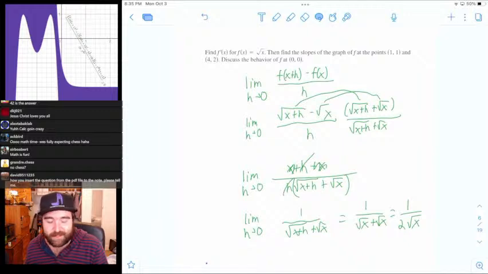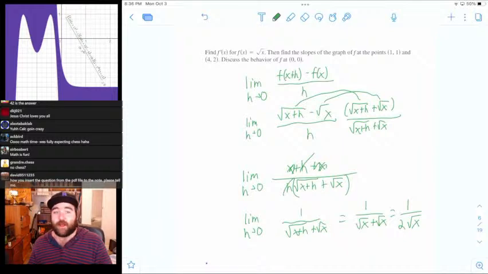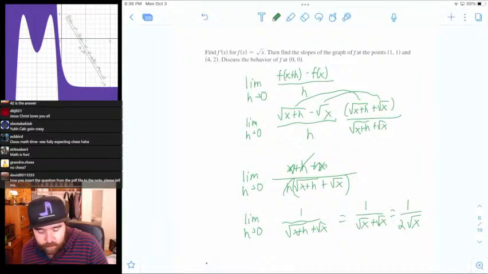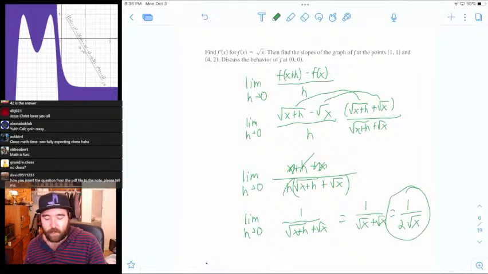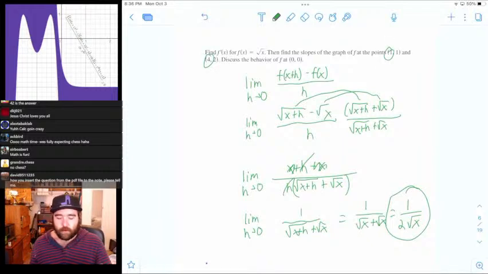Alright, part 2 to the last example. Because we didn't find the derivative at the specific points, or discuss the behavior of f at 0, 0. So let's go ahead and do that. Find the slopes of the graph at f. So we already found the derivative in the last video. So now we just need to plug in x equals 1 and x equals 4.